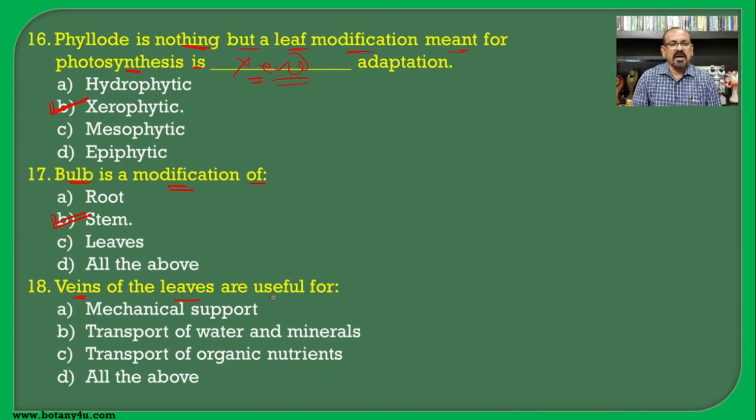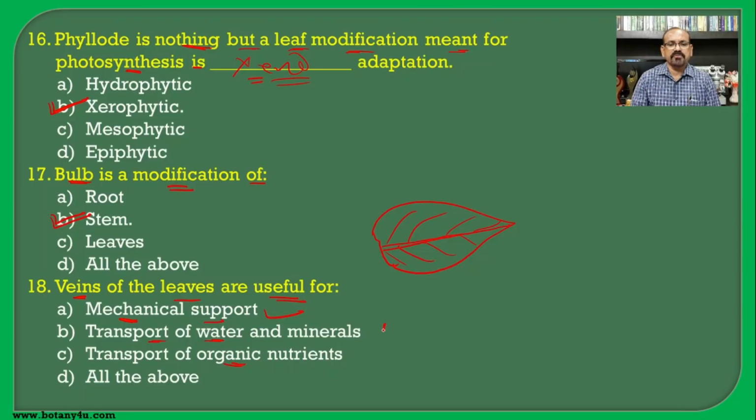Veins of leaves are useful for, if you see any leaf, there is a presence of many veins, midrib and laterals, and these are provided with phloem and xylem. Xylem is responsible for translocation of water as well as to provide mechanical support, and the phloem is responsible for translocation of organic food, and hence mechanical support is the correct function, transport of water and transport of organic nutrient.